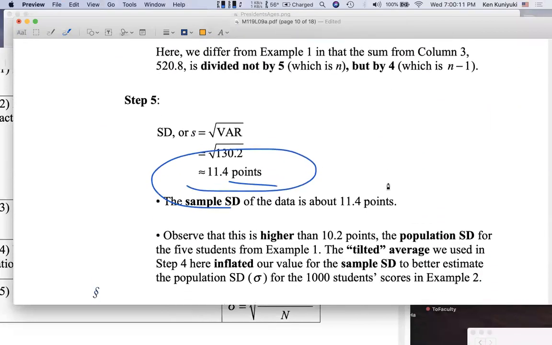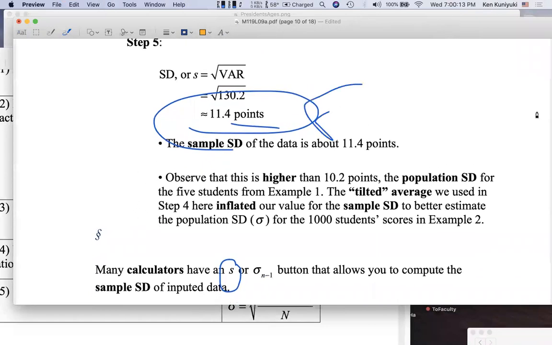Well, now, so what? So what that the sample standard deviation is 11.4 points? What can that tell us about the class of 1,000 students overall? We'll talk about applications and interpretations of standard deviation next time.